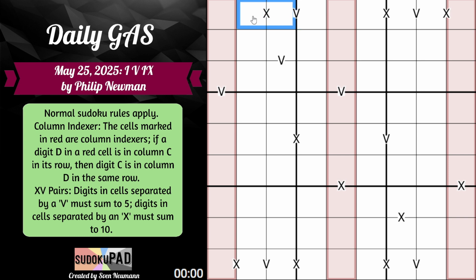where 5 never goes on a V or an X, because on an X it would require another 5, and on a V it would require a 0. And hence also why Philip Newman called this puzzle IVIX, because those just so happen to be the Roman numerals for 1, 5, and 9. And that's it. Those are the rules. Let's jump right into it.